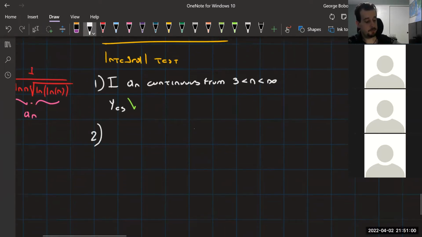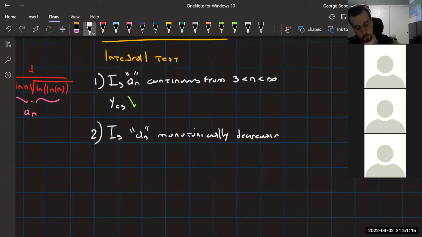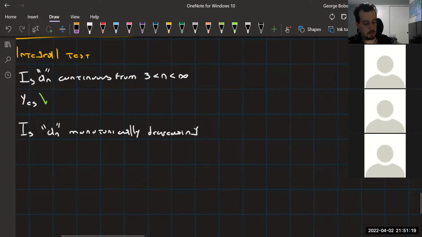Other question is, is a_n monotonically decreasing? And specifically, we want it to be monotonically decreasing in between 3 and infinity.